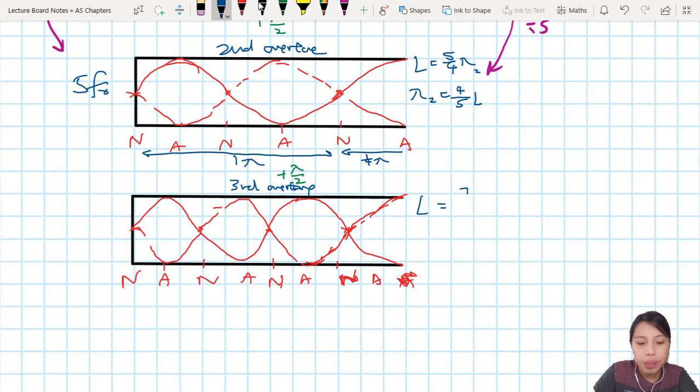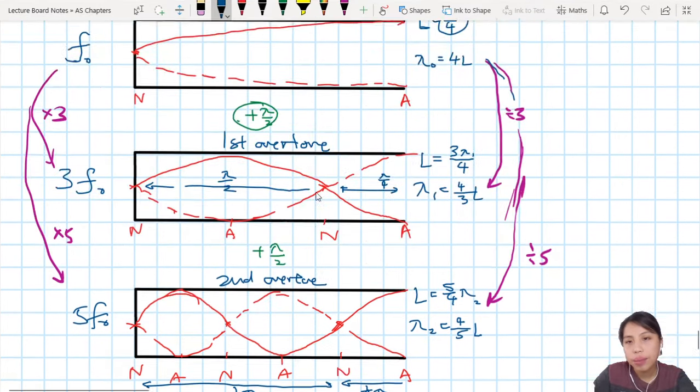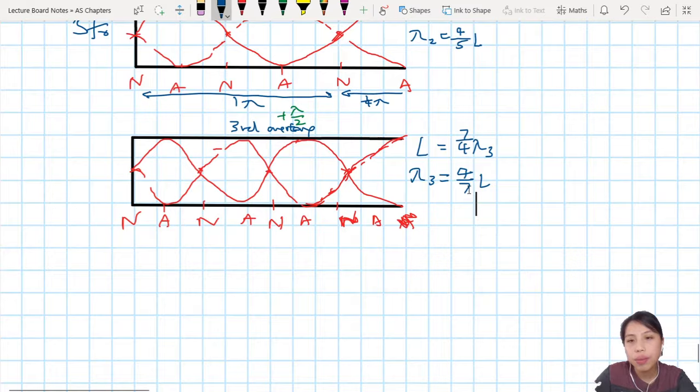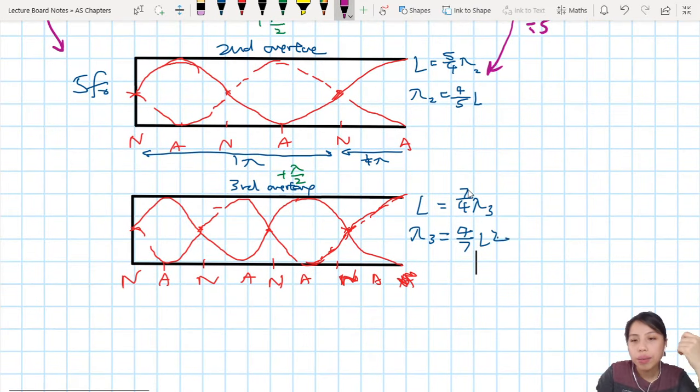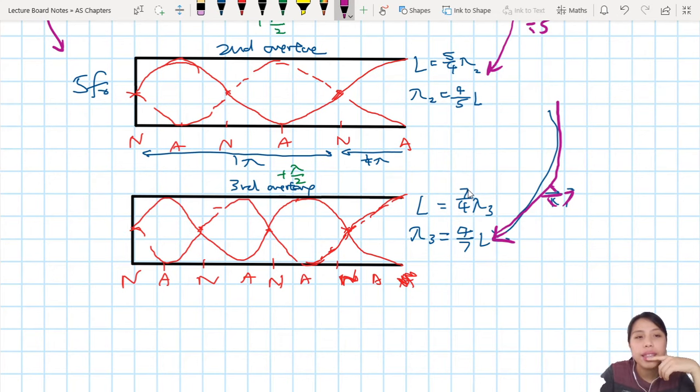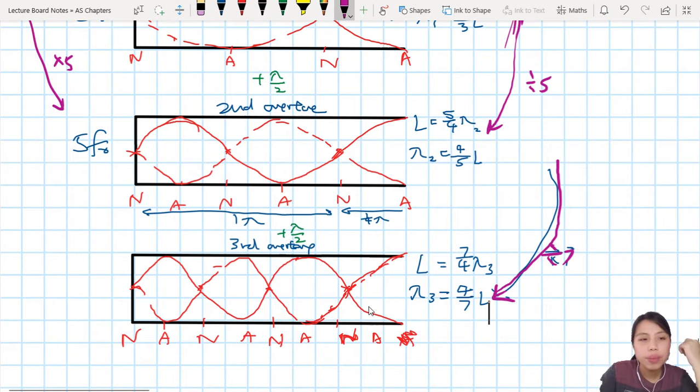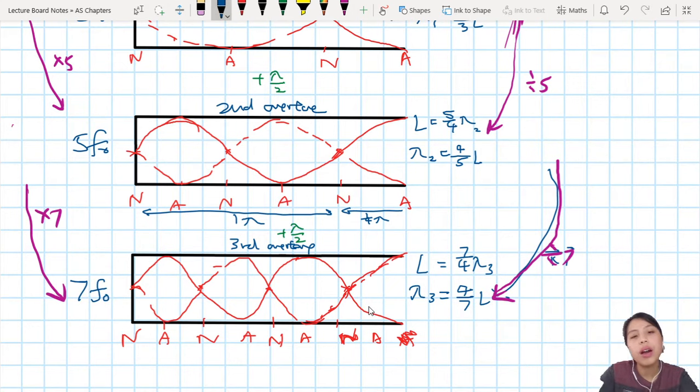But this one, your L will be 7 over 4 lambda now. You 5 over 4 plus half, 7 over 4, which means your lambda 3 will be 4 over 7 L. Double check. Original is 4. Divide by 7, 4 over 7. So this is divide by 7 of your original wavelength. Which means also the same thing for frequency. Times 3, times 5, so here times 7. So this will be 7 times our fundamental frequency.